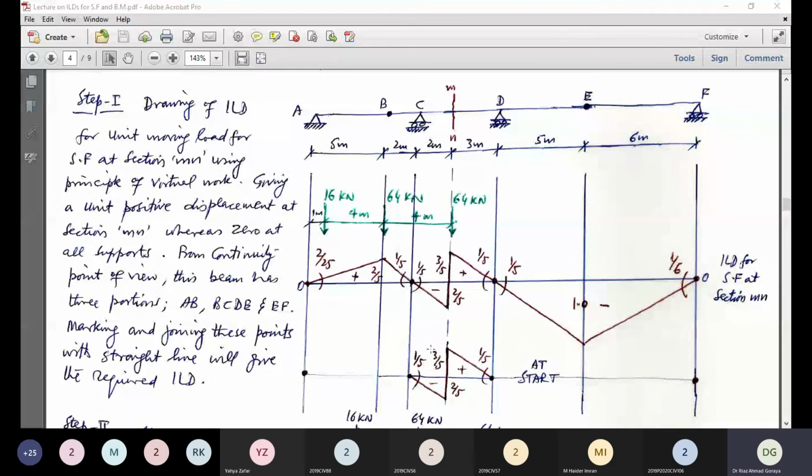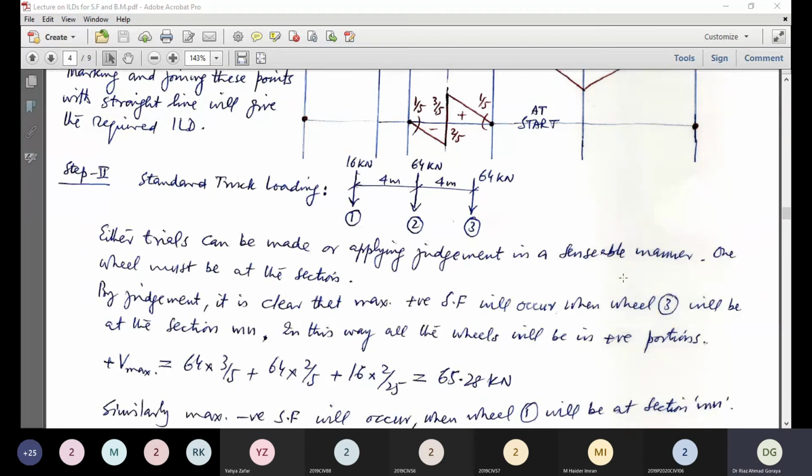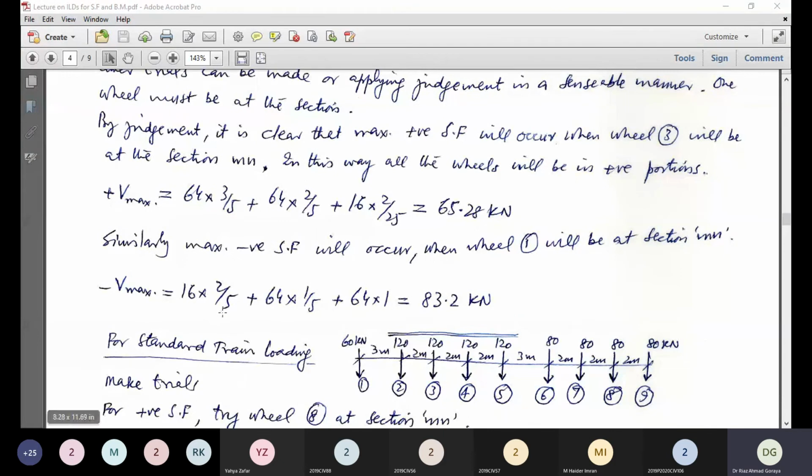Similarly, maximum negative shear force will occur when wheel 1 will be at the section MN. Now look at this. If we place wheel 1 at the section MN, so this wheel will be multiplied with this negative portion. Actually, this negative portion is very small as compared to this negative portion. Now, this ordinate is 2 by 5. This ordinate is 1. Much difference. So, when we will place wheel 3 at the section, wheel 2 will be in this negative portion. Wheel 3, both heavy wheel, will be in this bigger negative portion. So, this will be 16 into 2 by 5 plus 64 into 1 by 5 plus 64 into 1. That is 83.2 kilonewton.